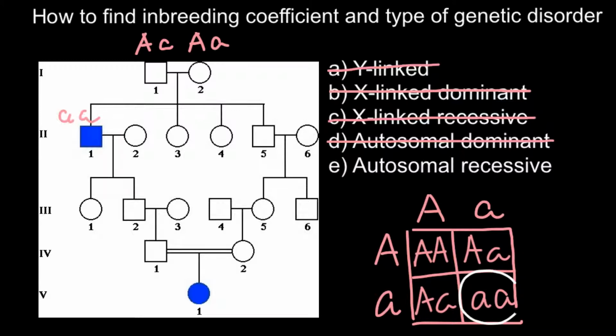So as you see, 3 out of 4 chances that the progeny would be phenotypically normal, 50% chances that the progeny would be carriers, but also phenotypically normal, and 25% that the progeny would be affected with this genetic disorder.